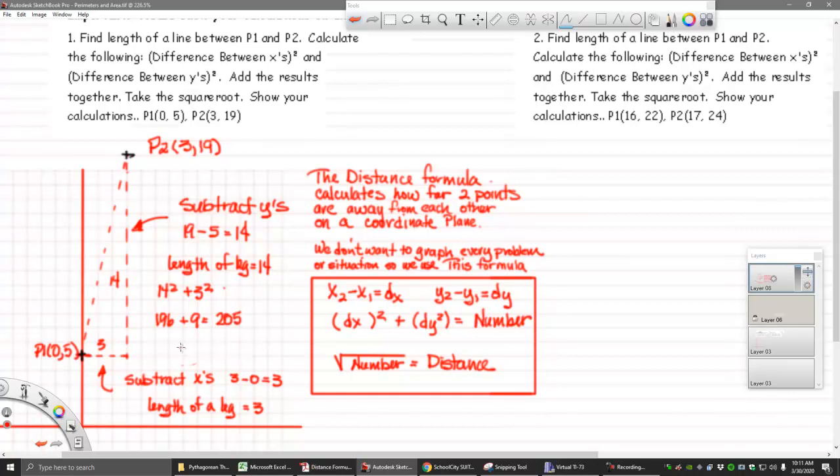And now, when I take the square root of that number, you take the x from the second point, subtract the x from the first point, and you end up getting a distance. You square that distance, and you do the same thing with the y's, the y from the second point, subtract the y from the first point, and you end up getting a distance, so you square those two.